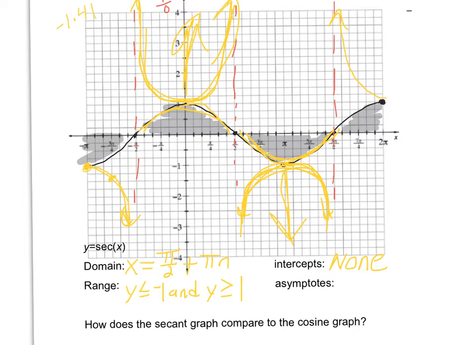In the asymptotes, well, that comes from your domain. x cannot equal pi over 2 plus pi n. And so my asymptotes are at pi over 2 plus pi n.